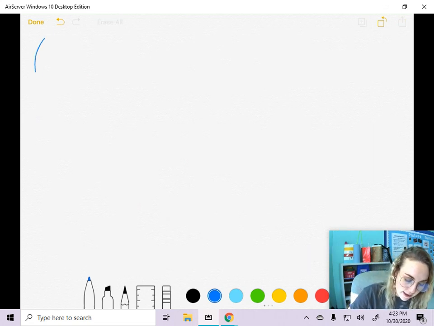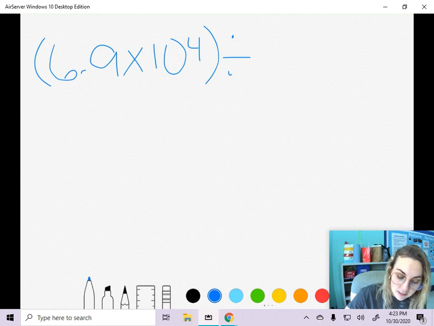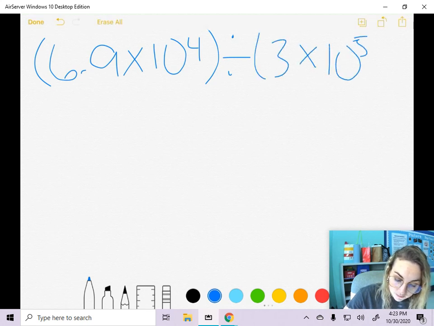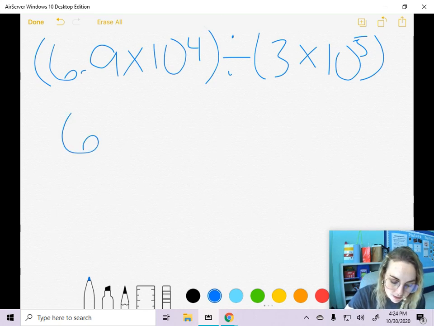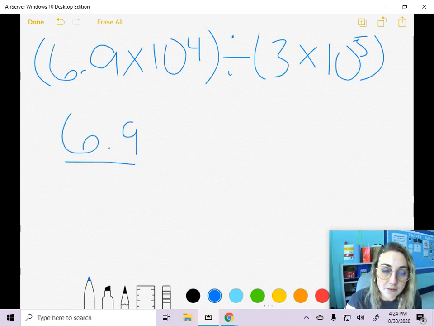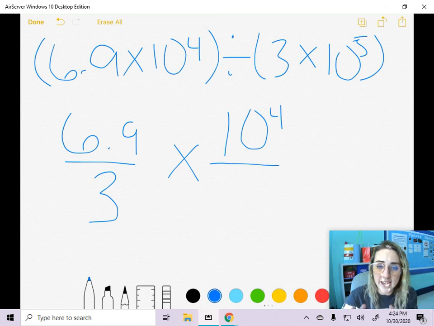Let's say you have 6 and 9/10. You want to multiply that by 10 to the fourth power, and then you want to divide that by 3 times 10 to the fifth power. All right, so again, you just want to group the first part and group the second part. So we want to do 6 and 9/10 divided by 3. And then we're going to multiply that by 10 to the fourth power, and we want to divide that by 10 to the fifth power.